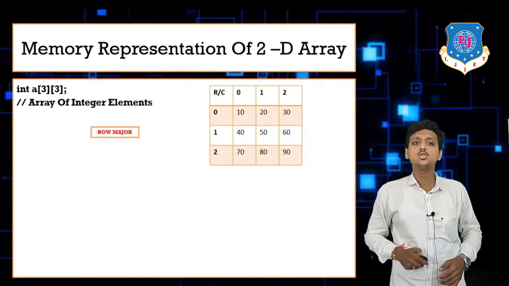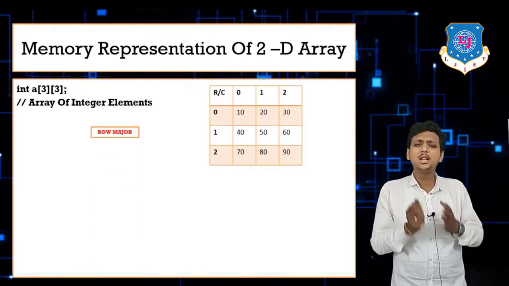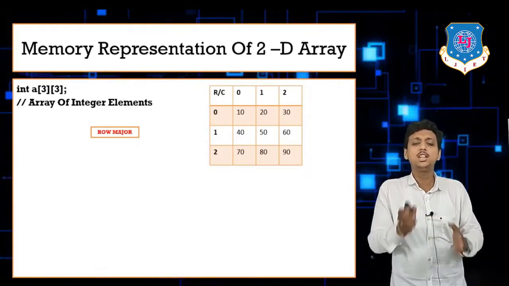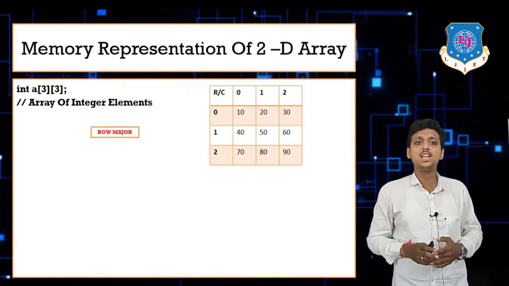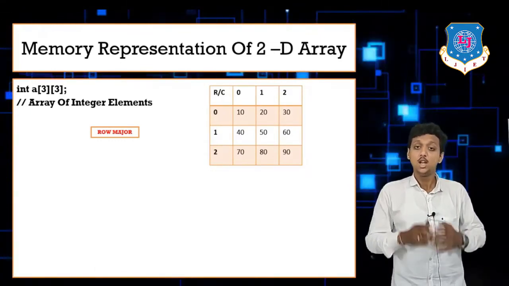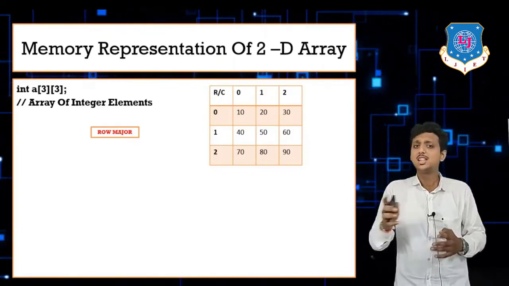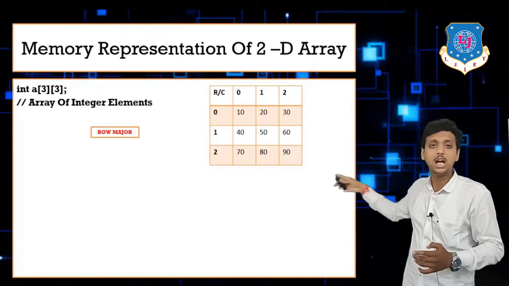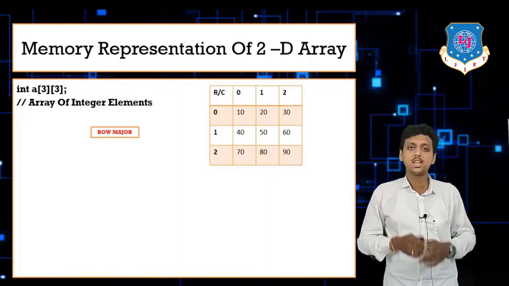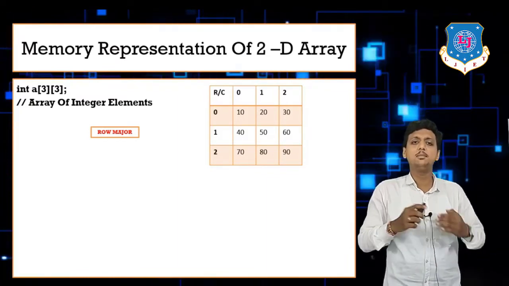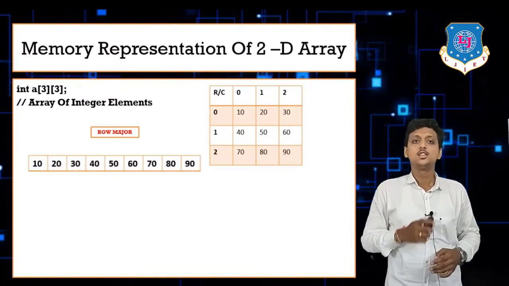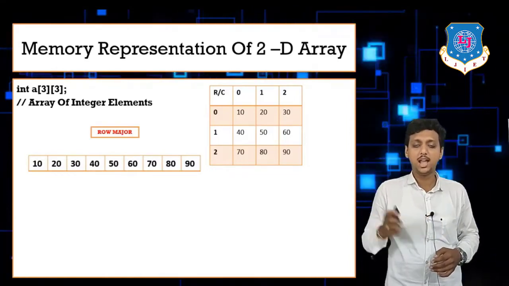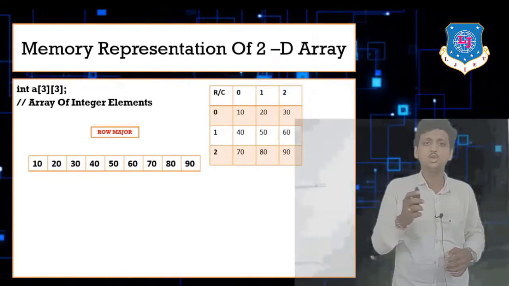Fine. So now what next? Students, we can store the data, or we can represent the 2D array in memory, in two different ways. The first way is row major. What do you mean by row major? Students, this representation of data is known as row major. In row major, we are just inserting the elements row wise. So just see this, I'm just writing the string from 10 to 90.